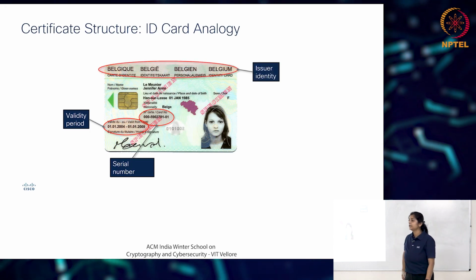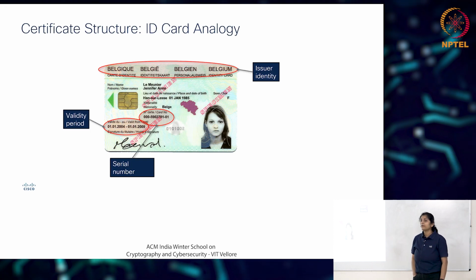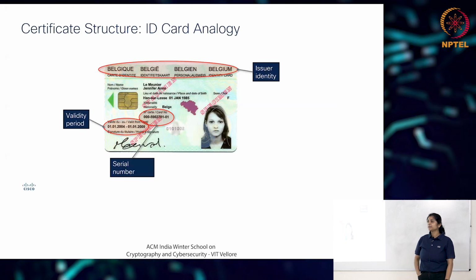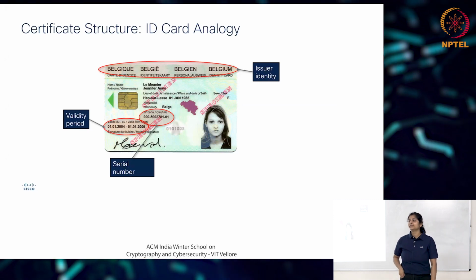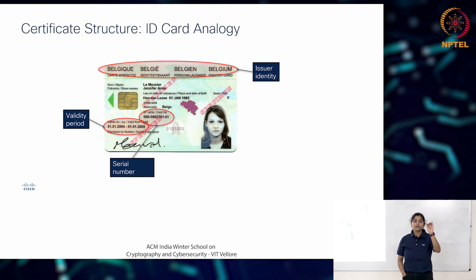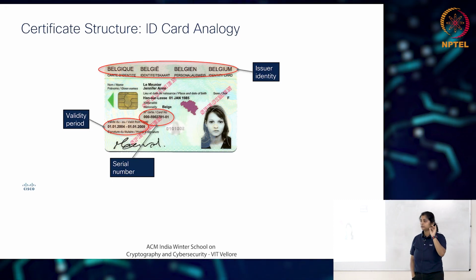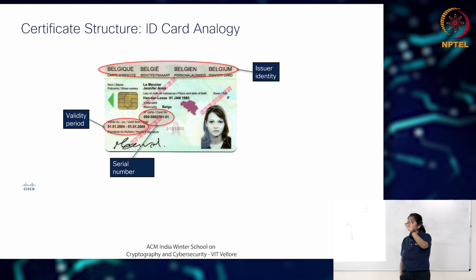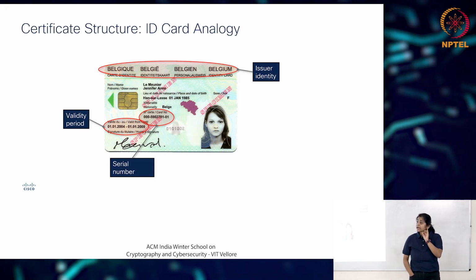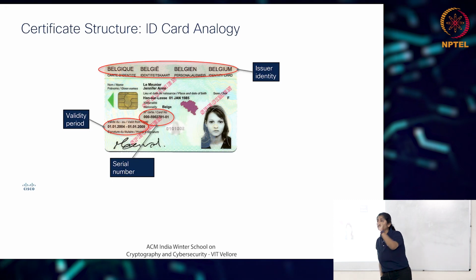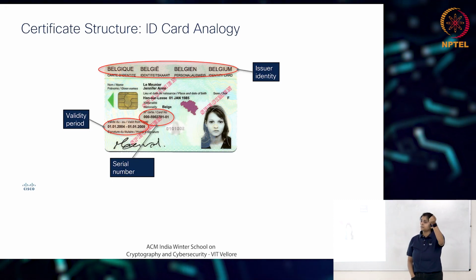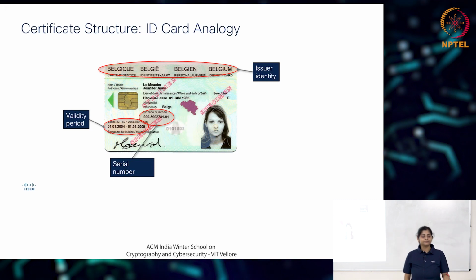Who issued you the identity card? I can perform a Photoshop and print out and say that this is my ID card. The police will give you danda, right? It has to be signed by a legitimate issuer. So the issuer's identity should also be in the certificate, so that someone can verify the public key of that issuer. Because verification, public key.